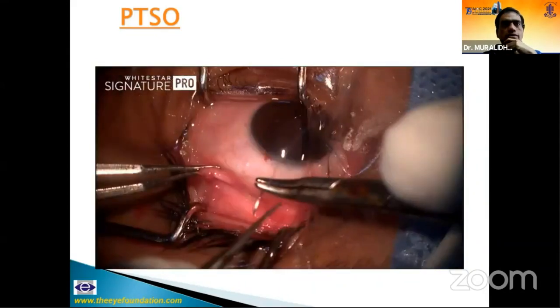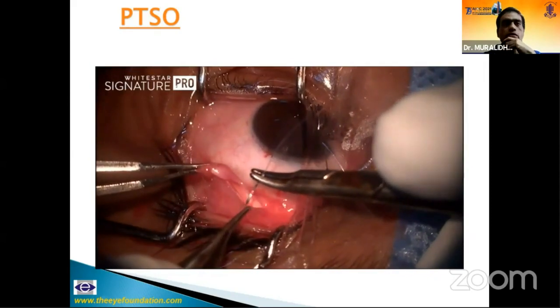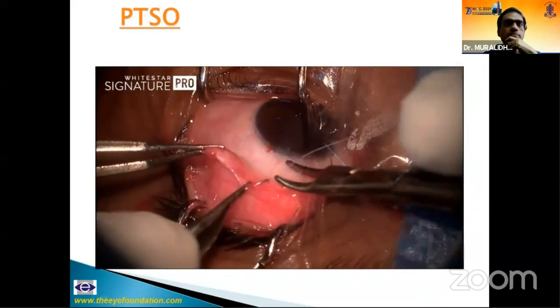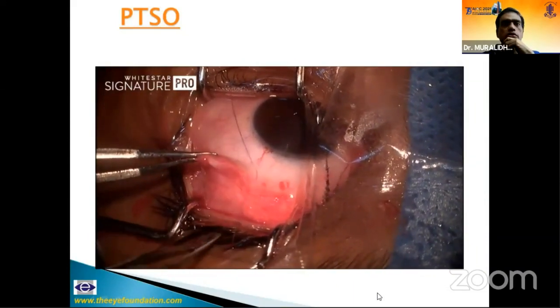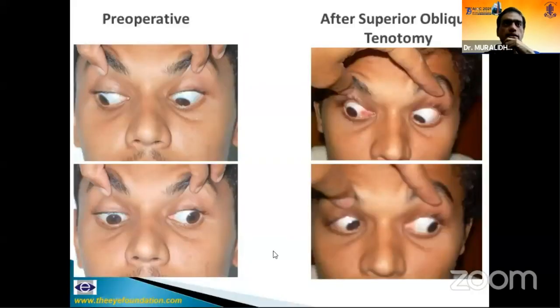So here again, you can have the same complications of injury to vortex vein and all. And of course, fat prolapse. So please do everything under direct vision. Do not attempt to do anything without directly seeing.